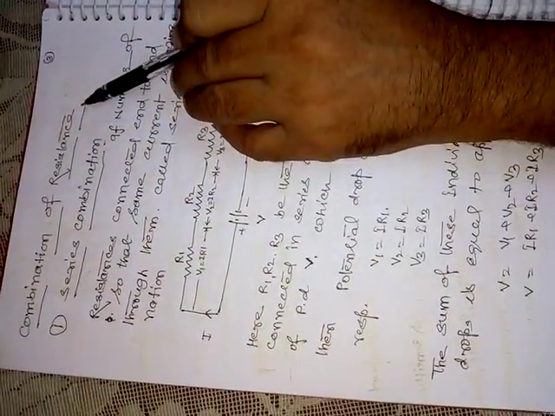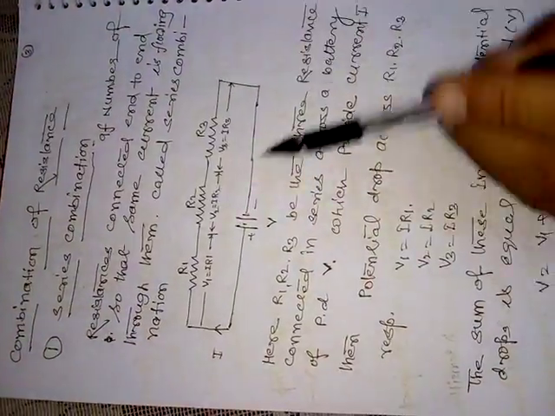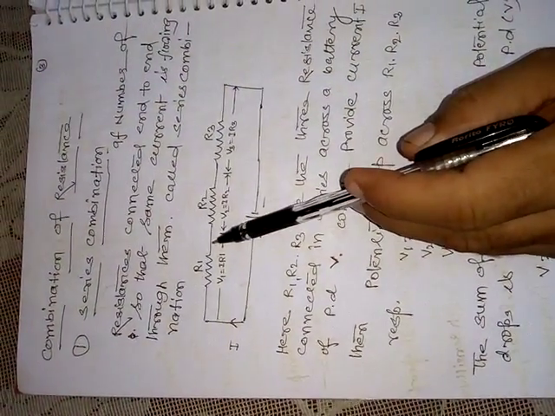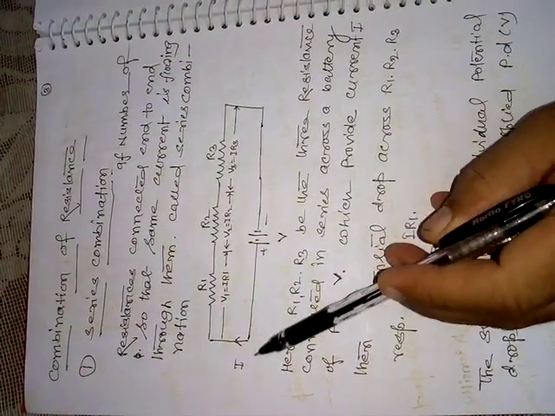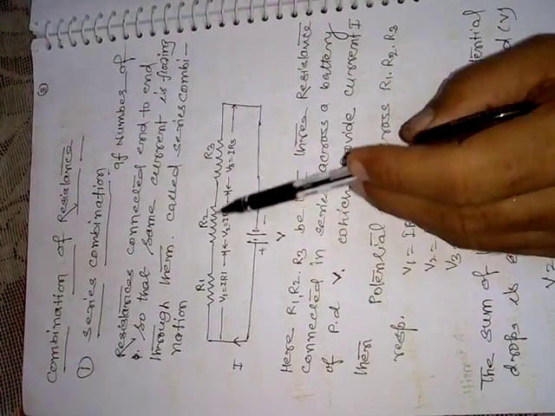About combination of resistance. So first combination, series combination. Suppose here we have three resistors R1, R2, R3 and they are connected end to end across a battery of potential difference V and which provide current I. Suppose R1, R2, R3 be the resistance of three different resistors.